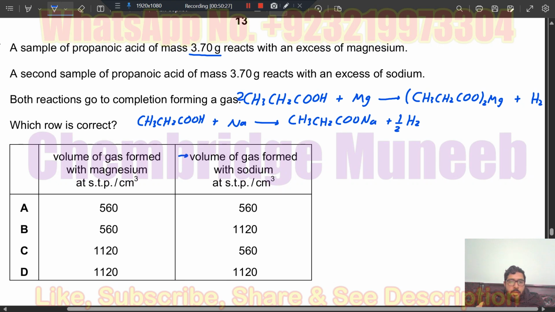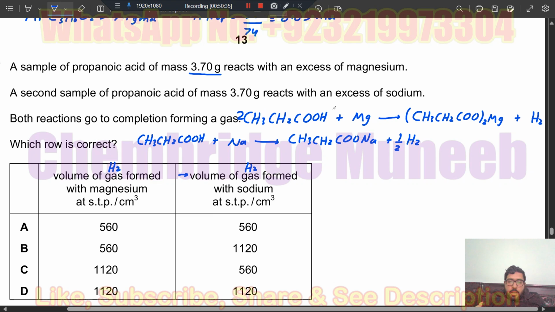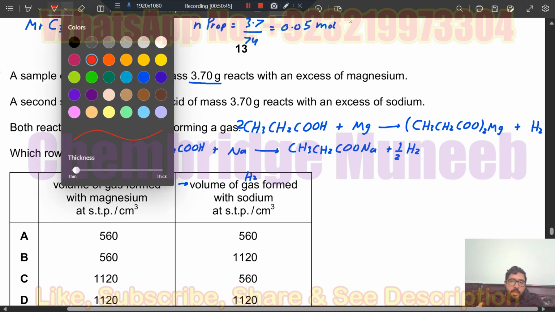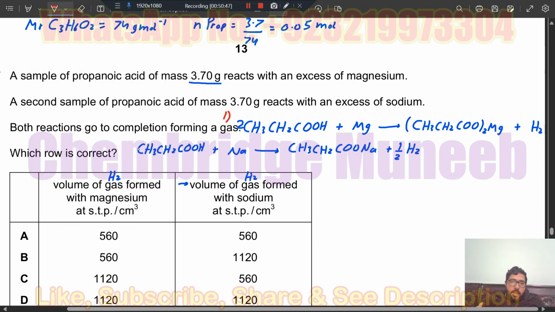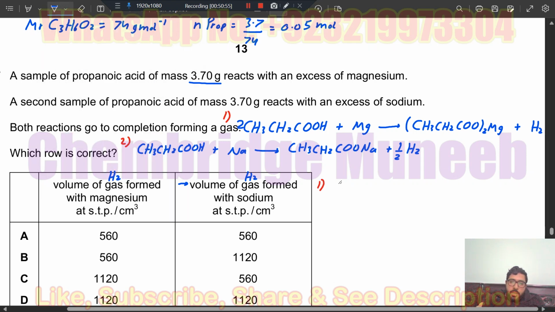Okay, now I have got the value, but I need to know what volume of gas is formed with magnesium and what volume of gas with sodium. The gas over here is the H2 gas and there is no other gas formed. So I should get the moles of the hydrogen first and then convert that mole into the volume. If I take the first equation, which is the reaction of magnesium with the propanoic acid, and this is the second equation. In the first equation, I have the relation between the propanoic acid and the hydrogen gas. Since I have calculated the mole of propanoic acid, I have to calculate the mole of hydrogen gas. So propanoic acid versus hydrogen.